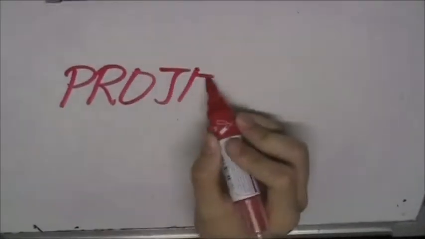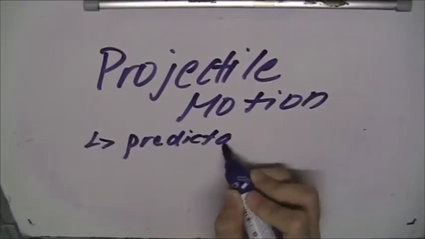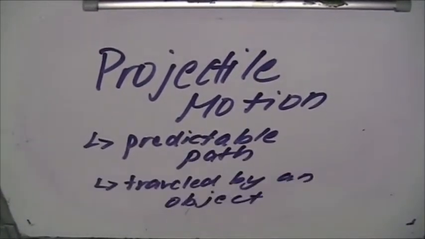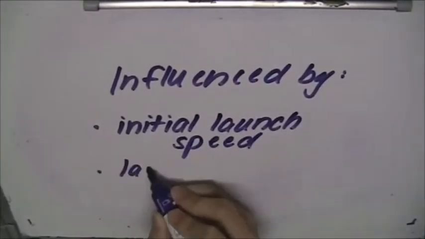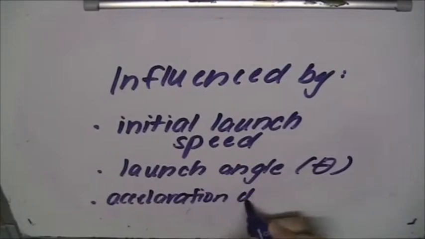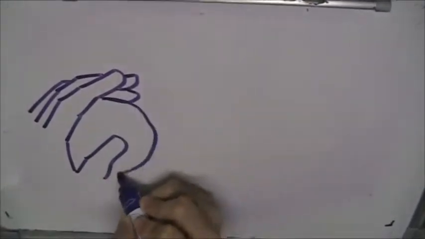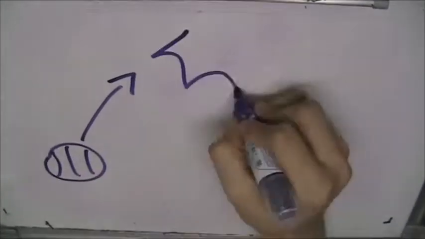Thirdly, projectile motion. Projectile motion is a predictable path traveled by an object that is influenced only by the initial launch speed, launch angle, and the acceleration due to gravity. Pick up an object and gently toss it up and away from you. It will rise as it flies away from you, reaching a maximum height and then starts falling down to the floor.